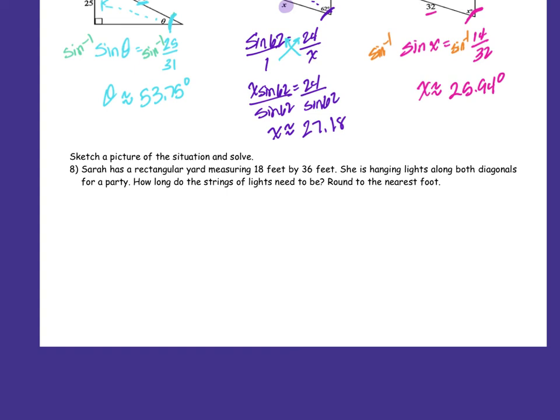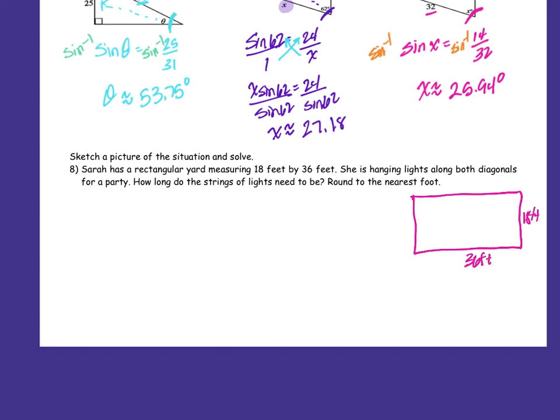So Sarah has a rectangular yard. So she has a rectangular yard. So I have to draw a rectangle measuring 18 feet by 36 feet, okay?